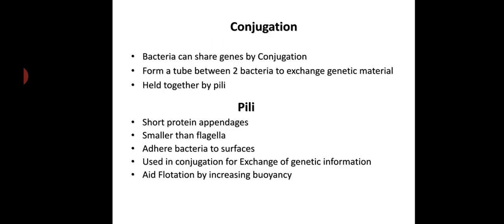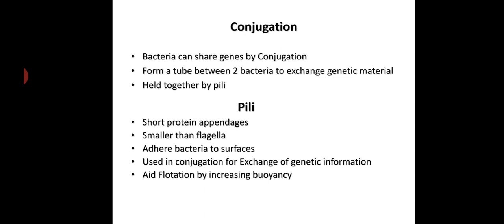Bacteria also reproduce sexually by conjugation, and bacteria can share genes by this method. Conjugation is unilateral transfer of genetic material. There is no exchange, only unilateral transfer of genetic material takes place, during which they share the genes from one bacterium to another.